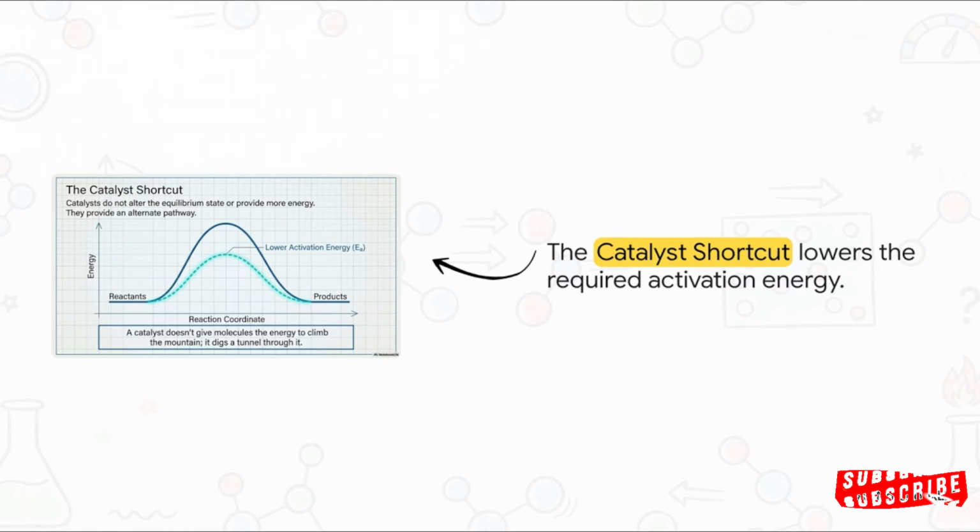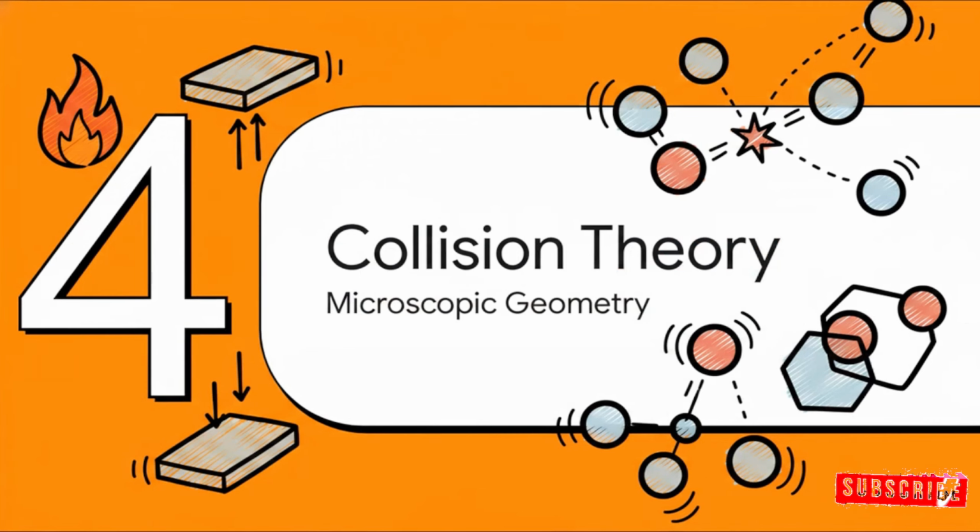The starting reactants and the final products remain exactly the same. The overall equilibrium isn't altered even a tiny bit, but the journey to get there becomes vastly easier and so much faster. Section 4. Microscopic collision theory.